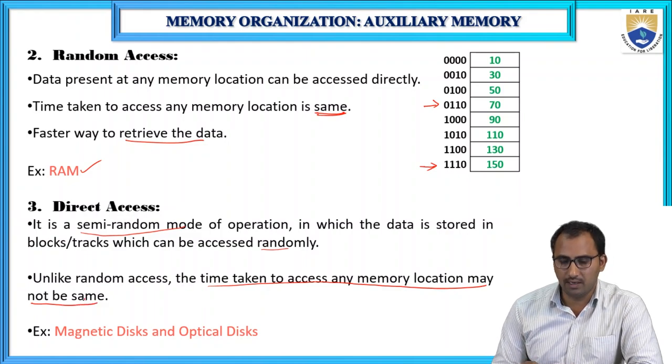may not be the same, because in direct access the time to access 0110 and the time taken to access 1110 is not the same, since every memory location has a different access time. Okay, so that is the difference between random access and direct access. In direct access, the examples are magnetic disks and optical disks. So these are the three types of access modes.